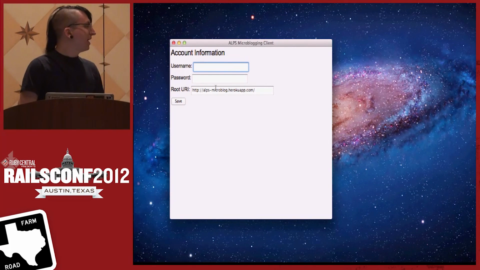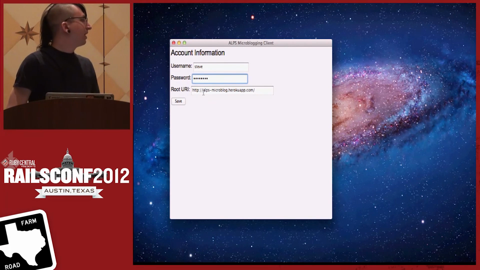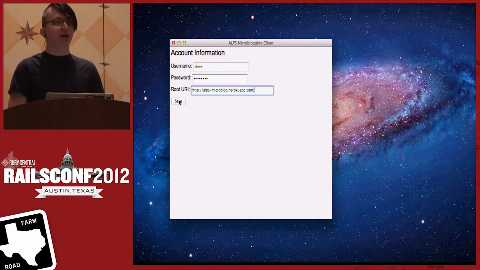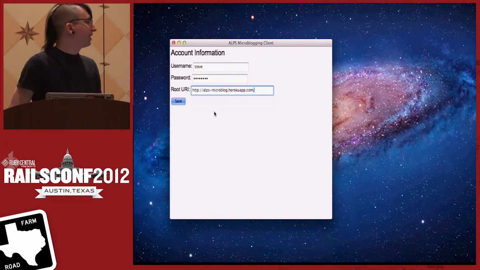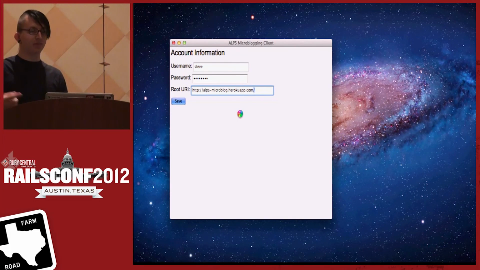But basically, you can type in a username and a password, or whatever. And then it allows you to change the URL, so you could use this with any service that complies with this, and click save. And if my internet works, which it says it's working, but we'll see if this actually happens or not. Churning, churning, churning. Since it's on Heroku, it takes time to spin up the instance.